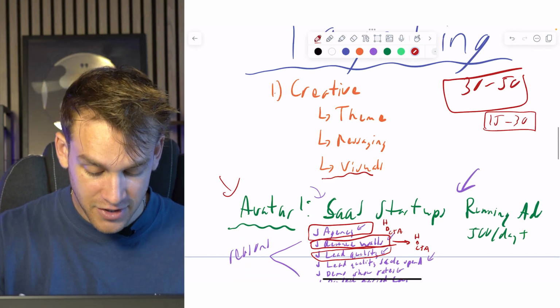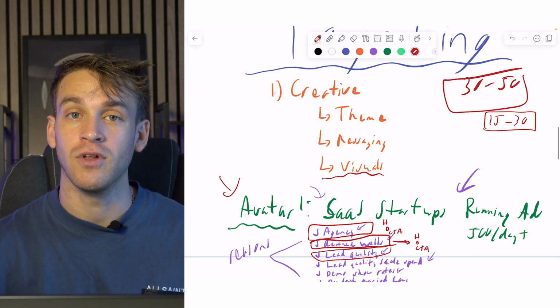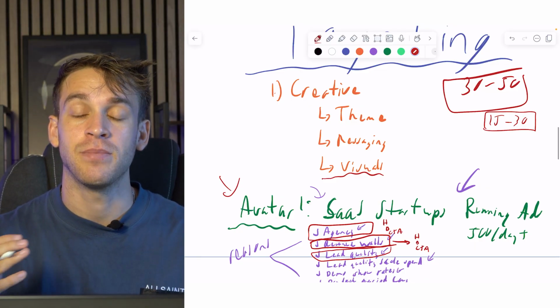And now, going back to the creative, the actual visuals of your ad. The visuals of your ad are something that a lot of people overlook, and the actual environment and how you portray yourself in the ad.